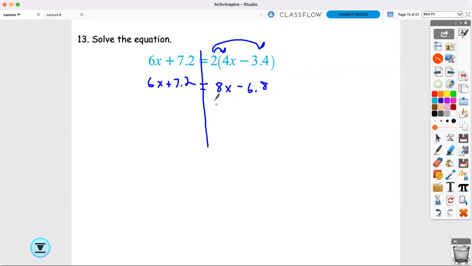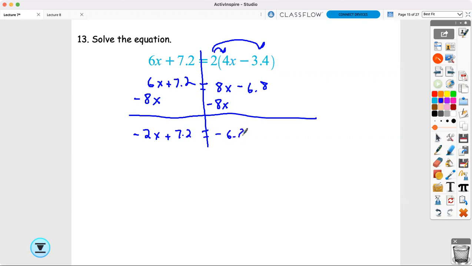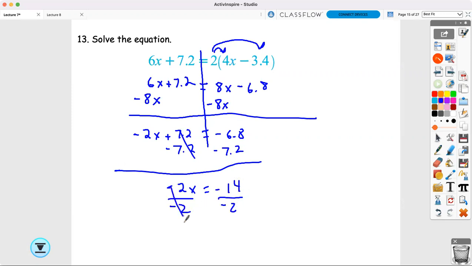I'm gonna go ahead and move the 8x to the left side, so subtract it. 6x take away 8x is negative 2x. Bring down the 7.2 equals negative 6.8. Now I'm gonna subtract 7.2 on both sides. Cancels that out, so then we get negative 2x equals negative 6.8 minus 7.2 is negative 14. Divide both sides by negative 2. And we get x equals a positive 7. And we're done.